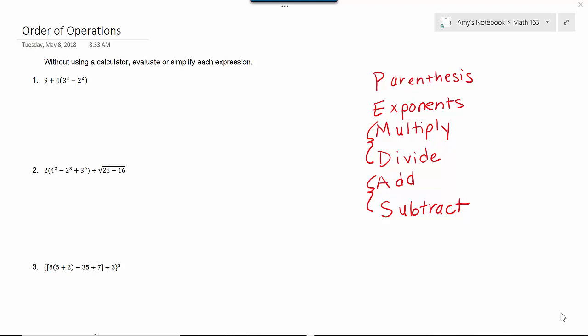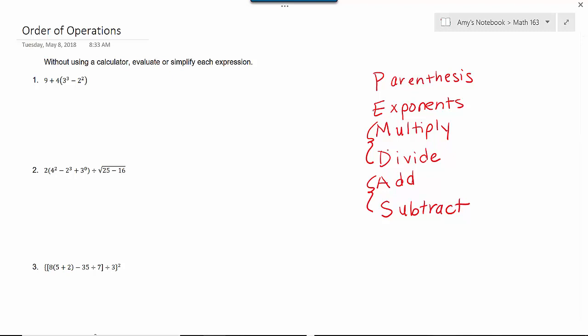This video will review the order of operations. As you know, we remember the sentence, please excuse my dear Aunt Sally, to help us remember the order of operations. The P stands for parentheses, the E stands for exponents, the M and D stand for multiply and divide, and the A and the S stand for add and subtract.